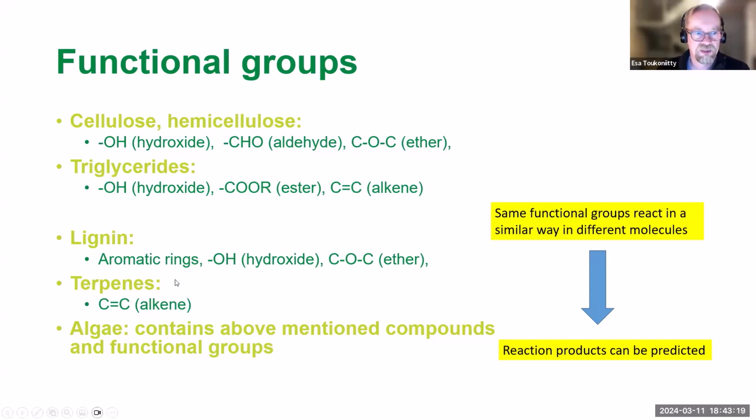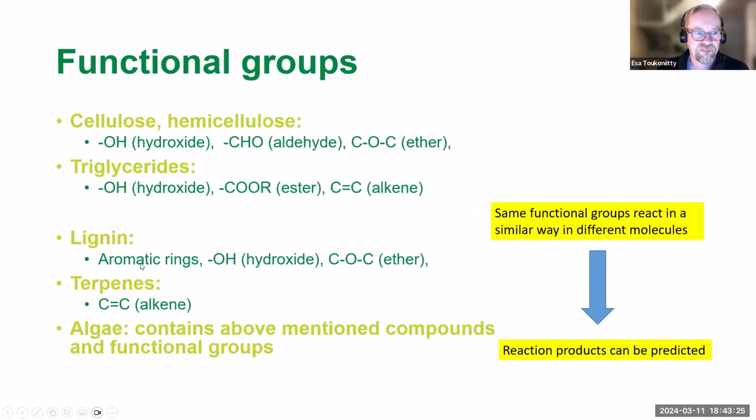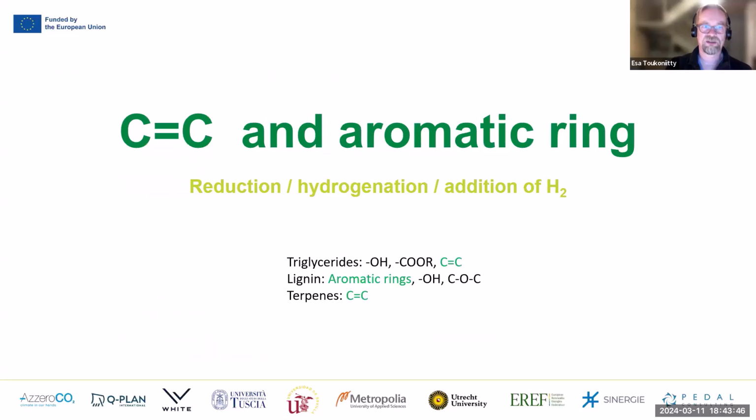functional groups. Lignin, did we have it here? The aromatic ring is missing, sorry. Yeah. So it's this six-ring structure that we saw in connection to lignin. Terpenes have double bonds, and that's in a simple way.